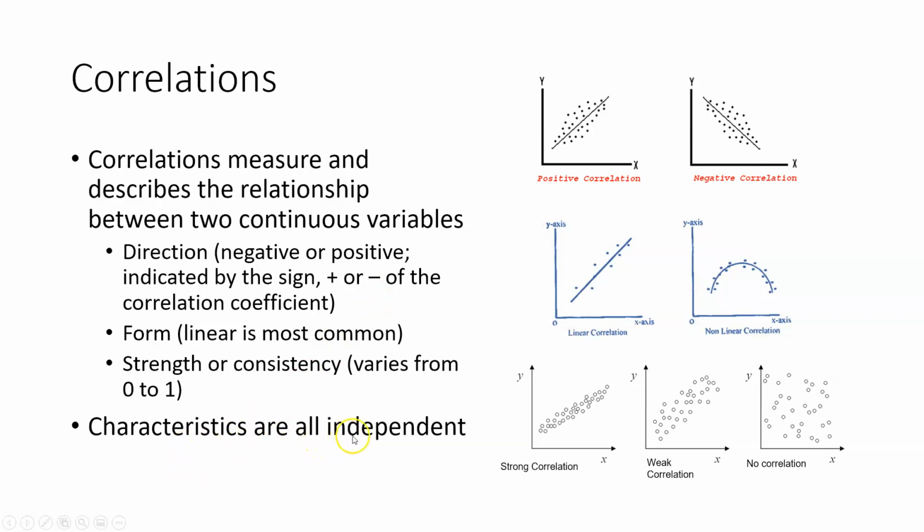These characteristics are all independent of each other. So you can have a positive correlation that's strong, or a positive correlation that's weak. You could have a negative correlation that's strong or weak. You could have a positive non-linear correlation. We're not going to really spend much time on these in this class, but the point is that you could have any combination of these different kinds of correlations here, because all these characteristics are independent.